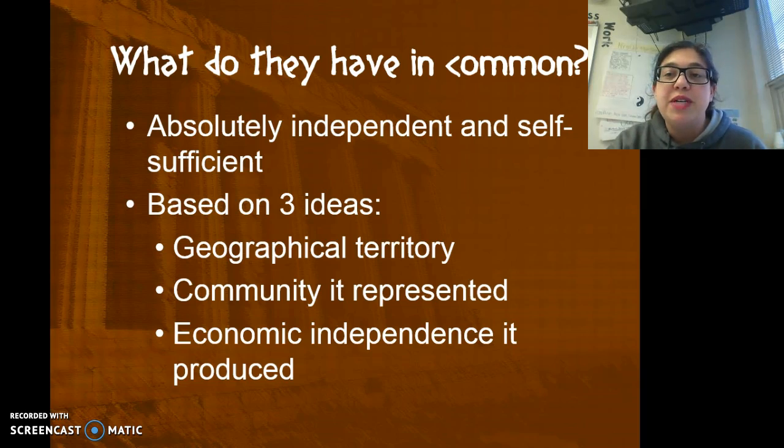Every city-state was based on three big ideas. A geographic area, so everything in that area was part of the city-state. The community that lived in that area, and each one had a slightly different culture and a slightly different economy, and then their economic independence, that they could exist on their own. They could grow their own food, they had their own markets, they could take care of themselves even without the rest of the world.